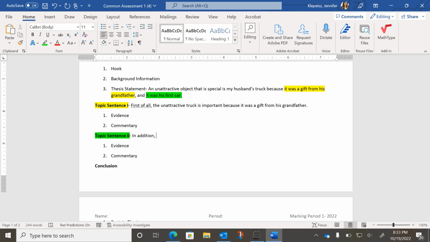This is because I'm adding on another reason. So I'm going to say, in addition, my husband's unattractive truck is important because it was his first car. Perfect. So now I'm ready to move on to my evidence and my commentary.